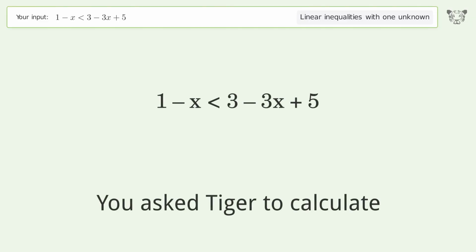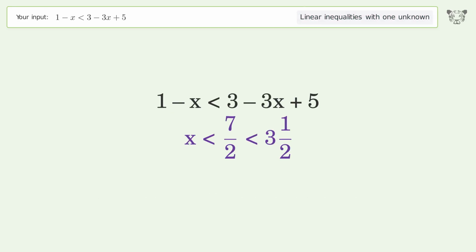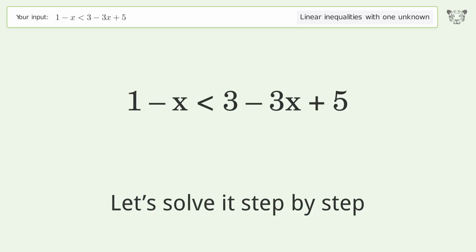You ask Tiger to calculate. This deals with linear inequalities with one unknown. The final result is x smaller than 7 over 2 smaller than 31 over 2. Let's solve it step by step.